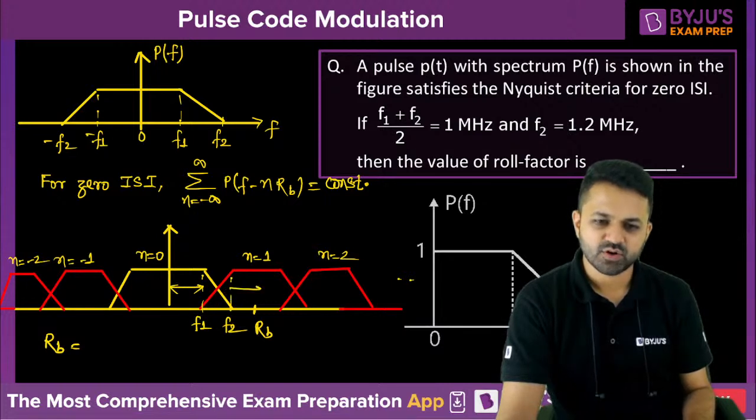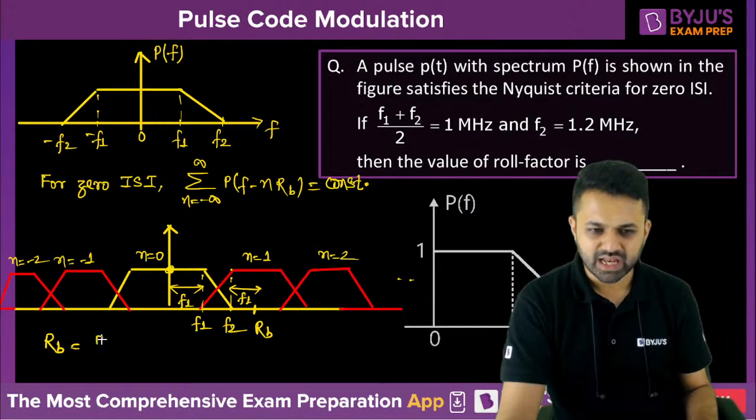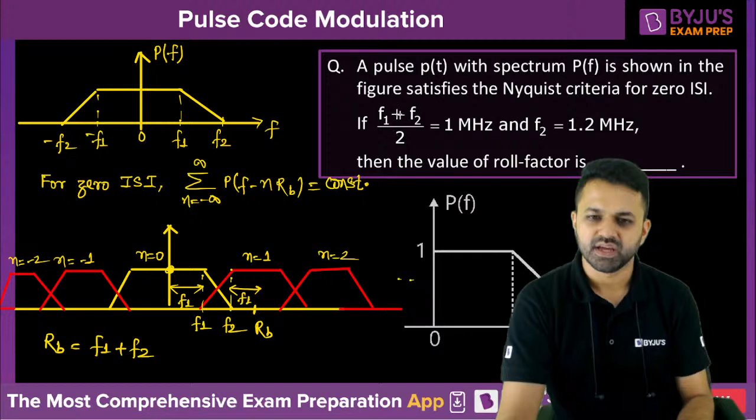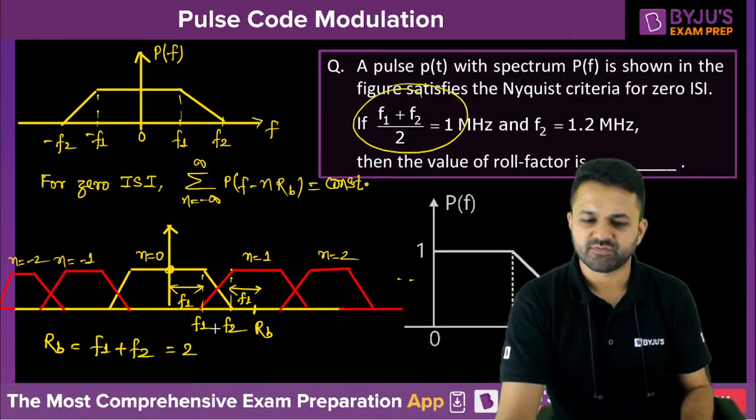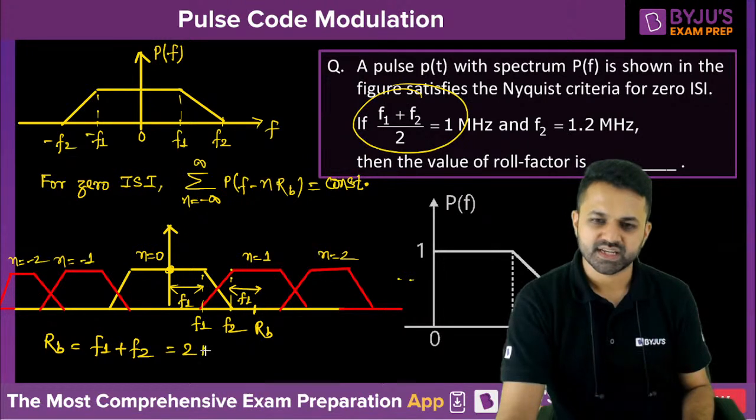So this gap is also f1, right? This is f1, and this gap will also be f1 because of the center point. The distance from the center point to the first slope change is f1. So when we calculate it, we get f1 plus f2 is equal to Rb, and from the given data f1 plus f2 is equal to 2. So it is 2 Mbps which is given to us. So the bit rate we have calculated.